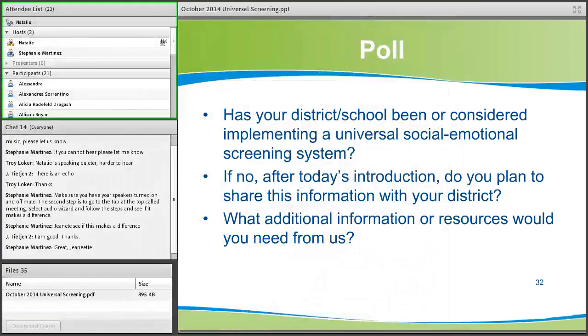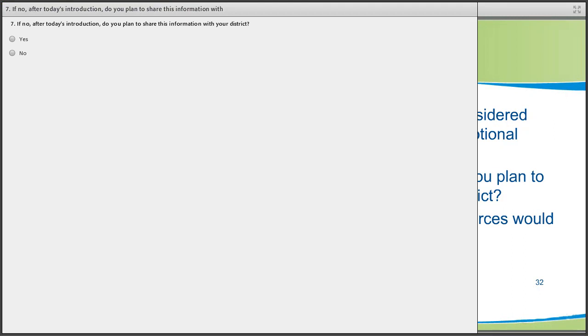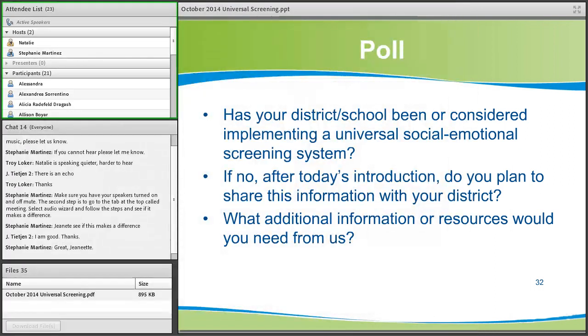Then the next question we have for you is, for those of you who answered no, we're wondering if after today's introduction, you intend to share this information with your district. Okay, great. So we have a lot of yeses here. And then finally, what additional information or resources do you feel you would need from us to support you in these efforts?